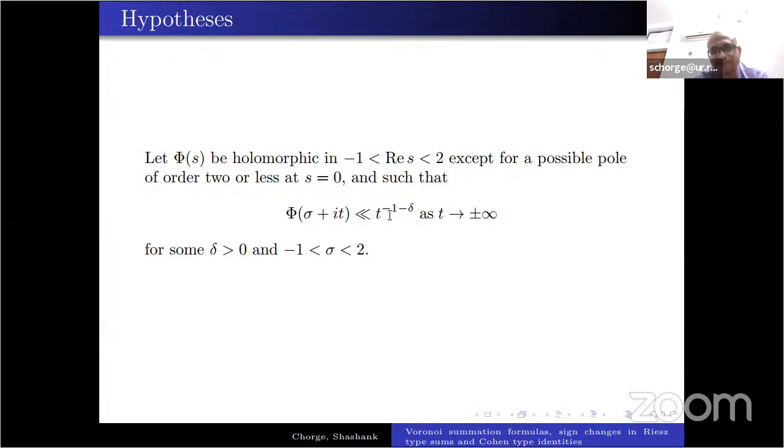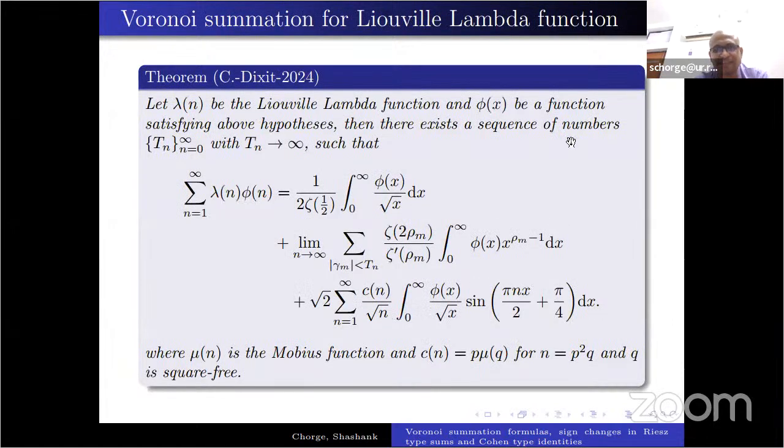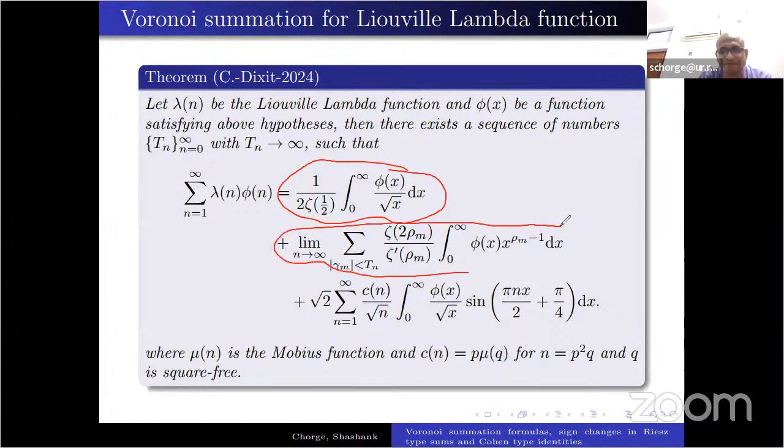Of course, phi of s again has a certain decay, which is given by the -1 raised to minus delta. So in that case, for the Liouville lambda function, we have the following Voronoi type summation formula. So this is kind of the main term. This is the infinite series over zeta zeros. And this is the kernel, the last one.